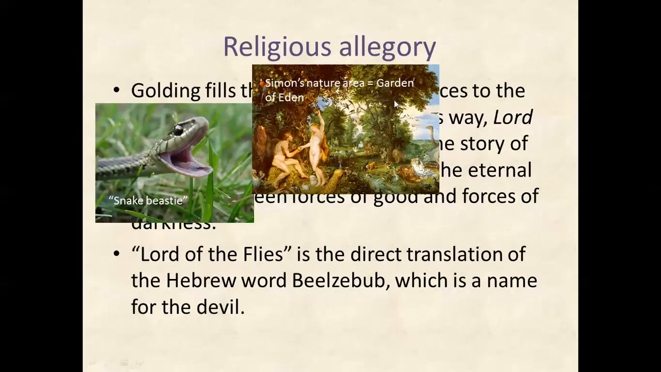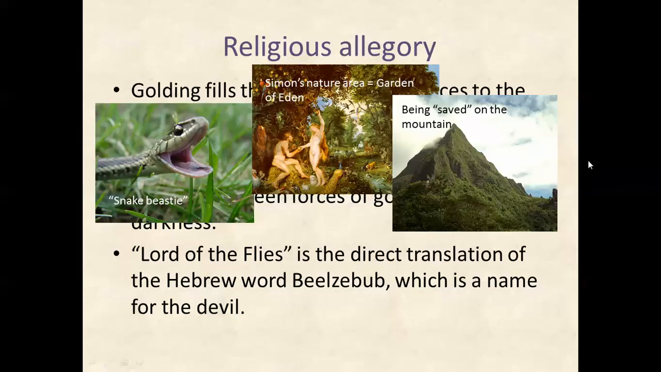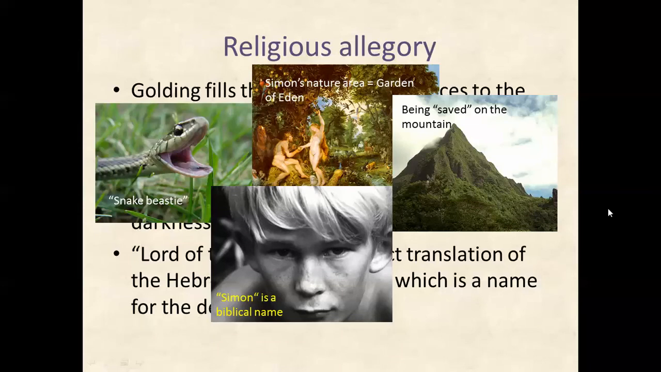And again, it's that snake beastie, the mention of the snake, which is the biblical reference. Simon's nature area is often compared to the Garden of Eden, another reference to a biblical story. And then there's the symbolic aspect of the mountain and the fact that the boys have to keep the fire going, and the mountain is associated with being saved or salvation. In many religious stories, mountains are very often associated with salvation, and just the word itself, being saved, obviously has a religious connection. Simon is also a biblical name, so there is that.